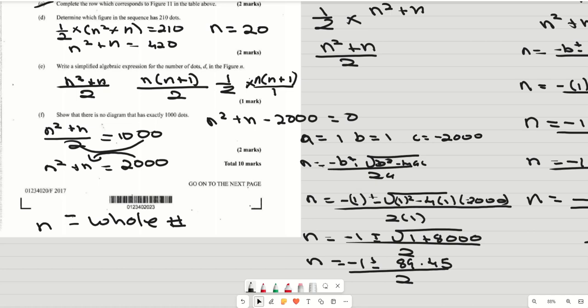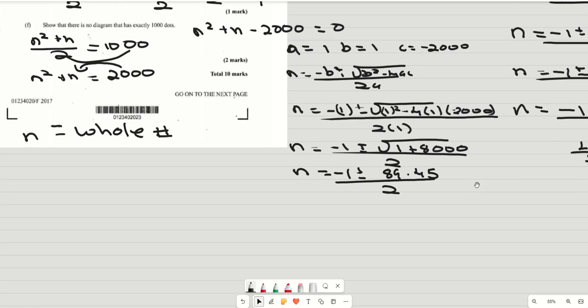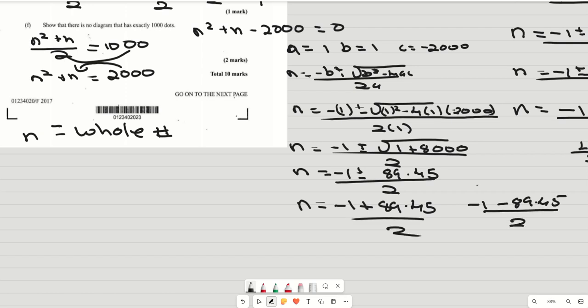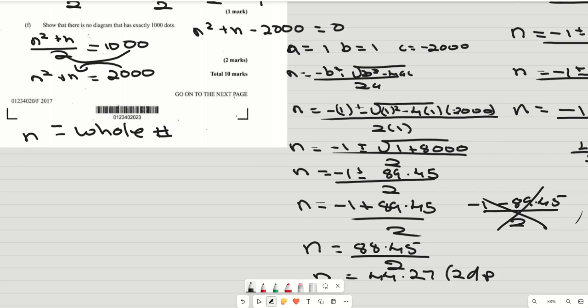Or you could just solve it. Again, it would be n is equal to negative 1 plus 89.45, or negative 1 minus 89.45, all over 2. Again, this cannot be an answer because it's negative, and only figure numbers that are positive are possible. You're going to get 88.45 divided by 2, which is equal to 44.27 to 2 decimal places.